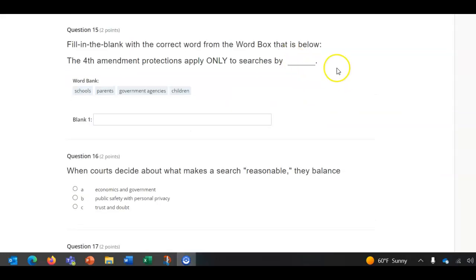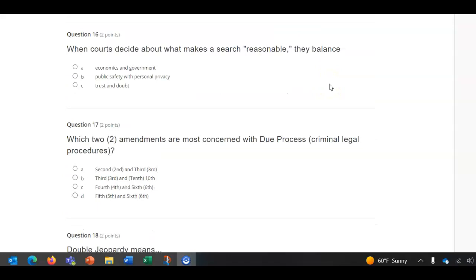Fill in the blank with the correct word from the word boxes below. The Fourth Amendment protections apply only to searches by blank. Schools, parents, government agencies, children. When courts decide what makes a search reasonable, they balance A. Economics and government, B. Public safety with personal privacy, C. Trust and doubt.